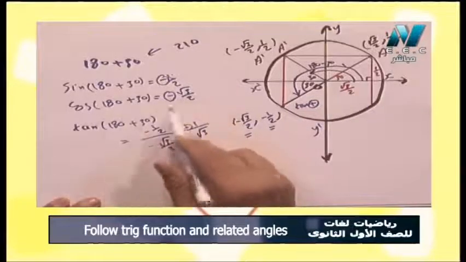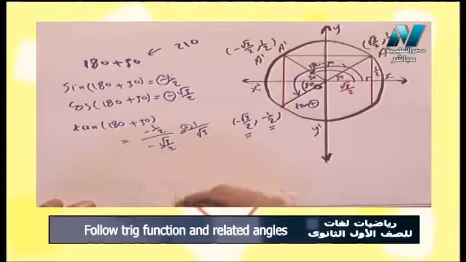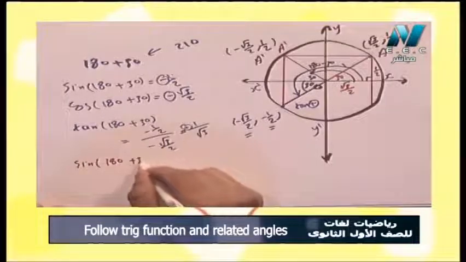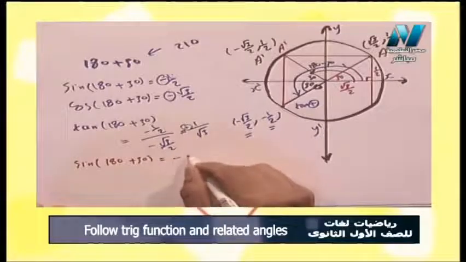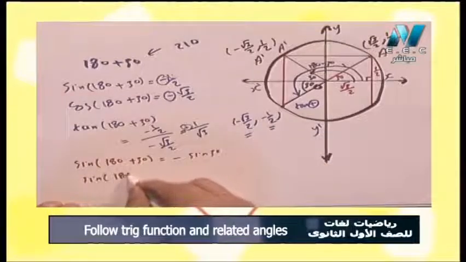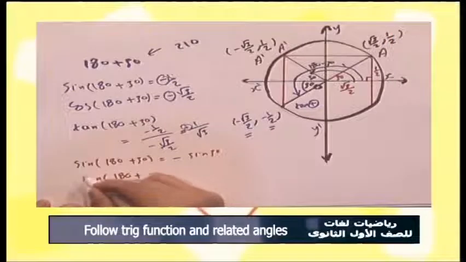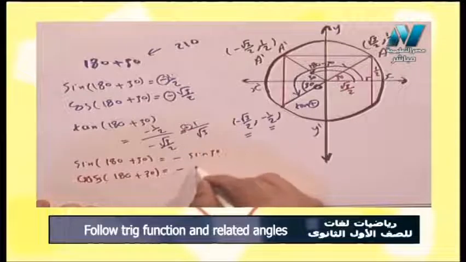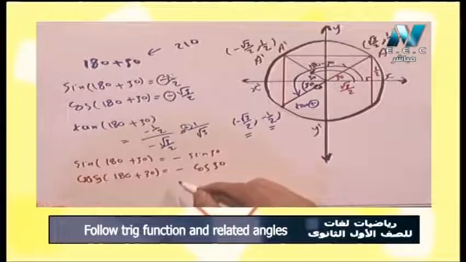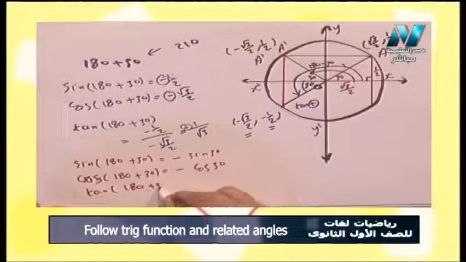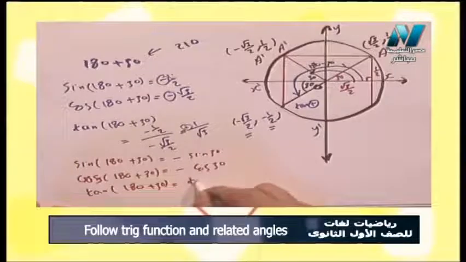And from these results we can deduce that sine 180 plus 30 equals negative sine 30, and cosine 180 plus 30 equals negative cosine 30. And of course tan 180 plus 30 equals tan 30.